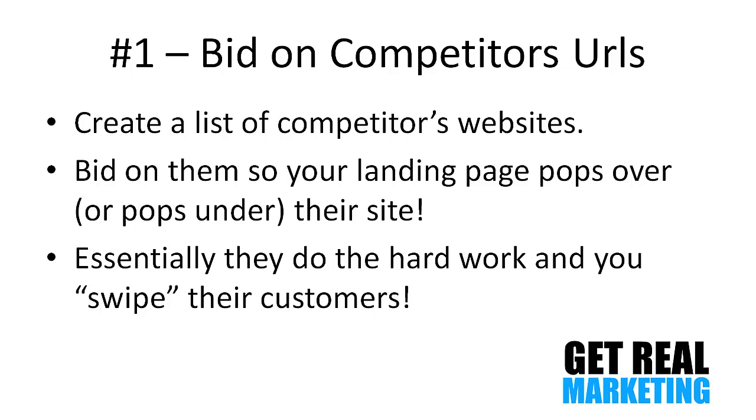So if you create a list of competitors' websites and then you bid on them, your landing page pops up or over, and I'm just going to say pops up from now on. Depending upon which ad network you do this on, it could be a pop-up or a pop-under, but I'm just going to say pop-up for the sake of time. So you can actually bid on a competitor's website. So if you're selling Geico insurance, you can pop up over State Farm's website and things like that.